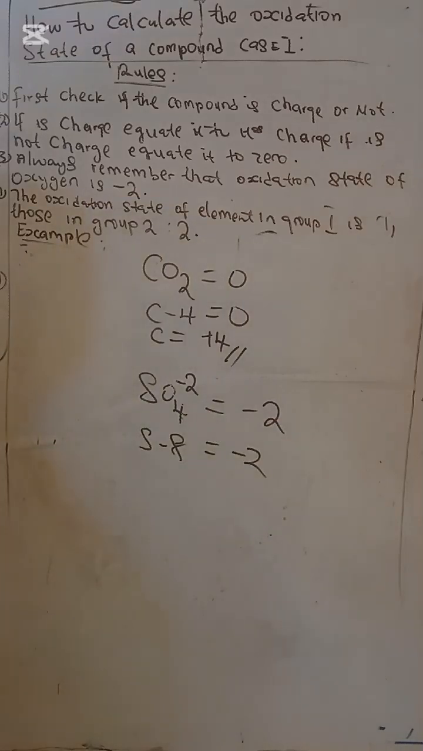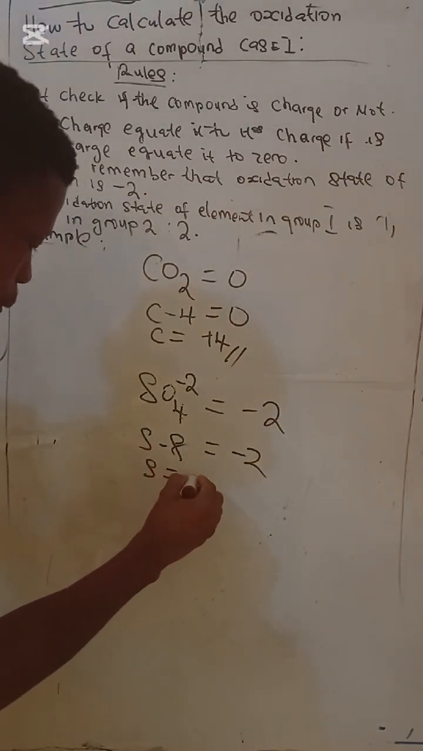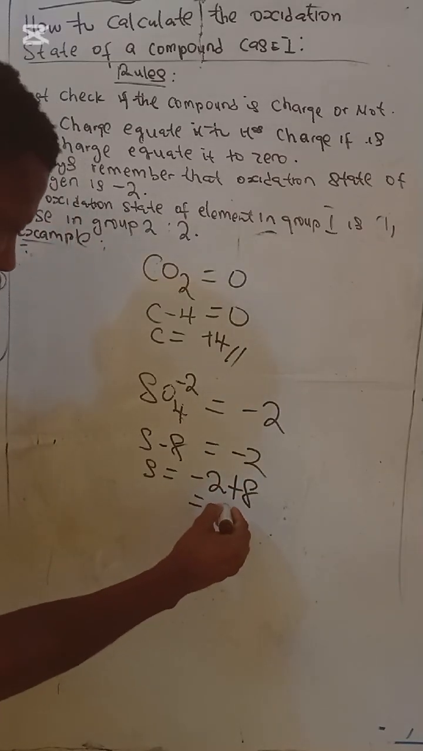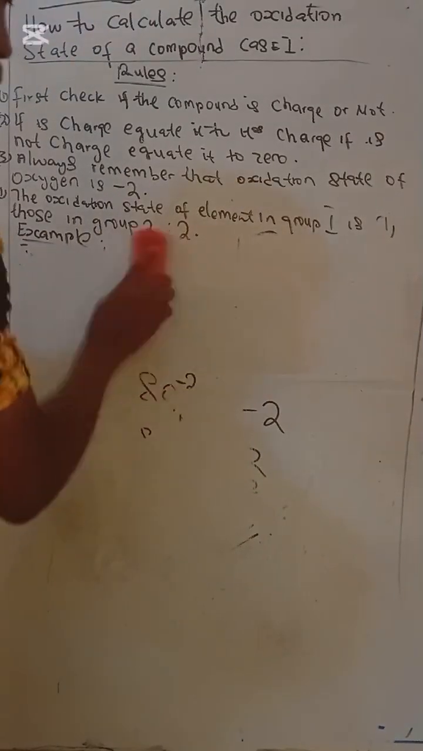Now what will happen next? The -8 will cross the equal sign, and when that happens, you will have that S becomes equal to -2 plus 8, and -2 plus 8 will give you plus 6. So what does that imply? It simply means that the oxidation state of sulfur here is plus 6. Alright, now let's take it higher.